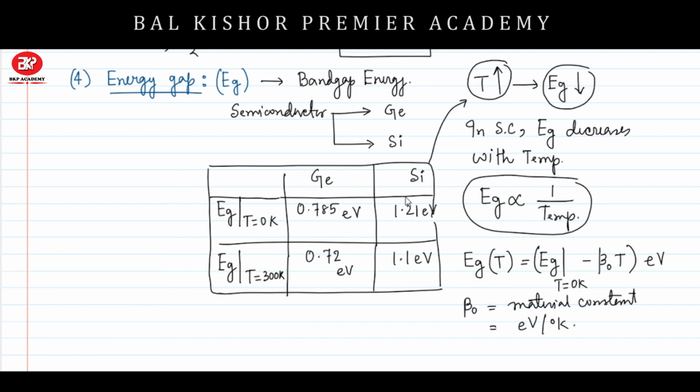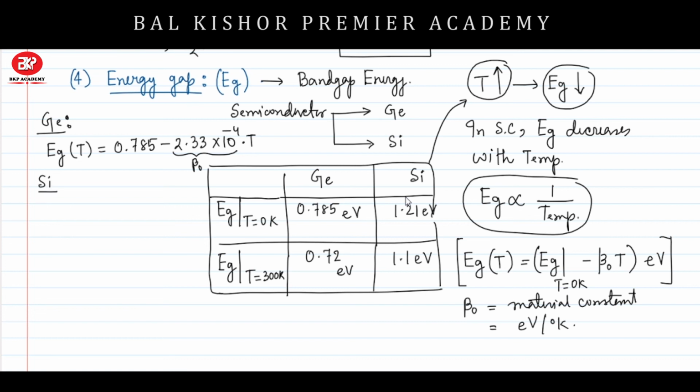For germanium, this equation of Eg(T) will be of the form: Eg of capital T, that is the bandgap energy at any temperature T, will be 0.785 minus 2.33 into 10 to the power minus 4 into capital T. That is, the beta 0 value for germanium is 2.33 into 10 to the power minus 4.